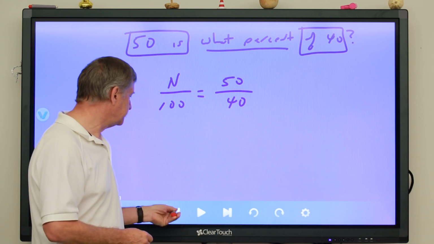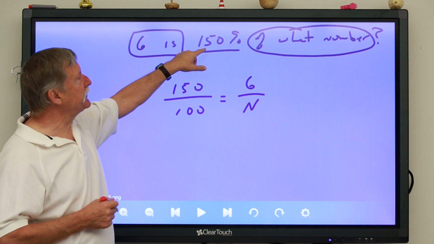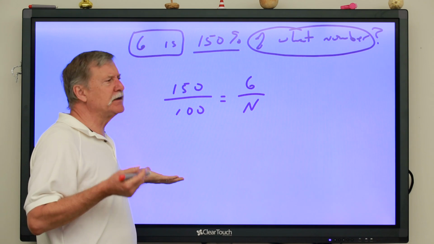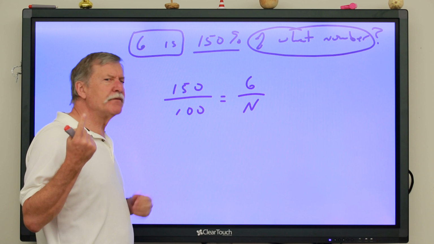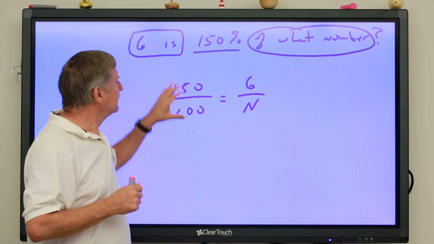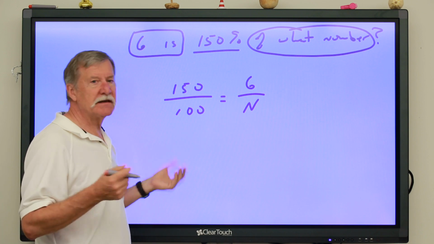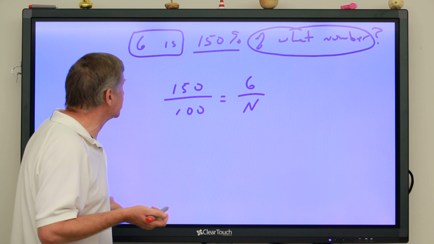Let's try another one. All right, 6 is 150% of what number? You get the idea that they're giving you 3 things to deal with, except one of them is missing. You got 3 out of 4 things here. One of them is missing, and you use your skills at solving proportions to find the missing number.